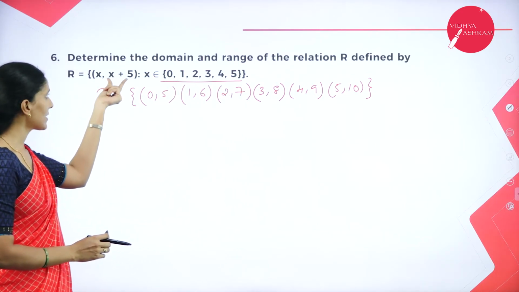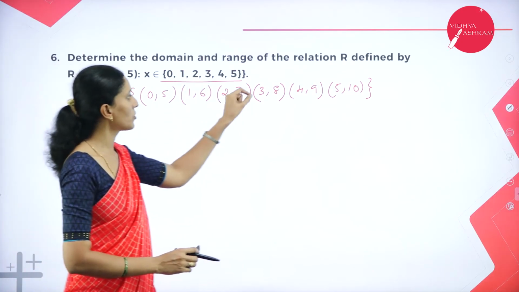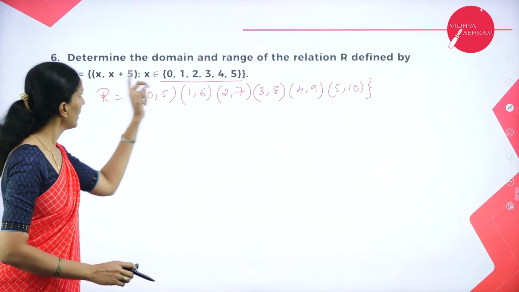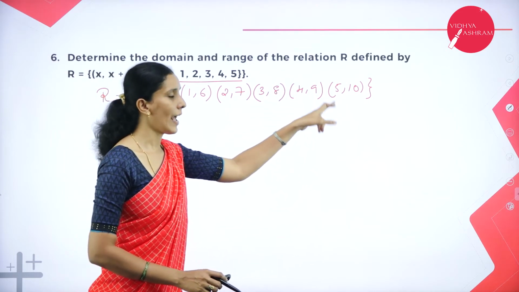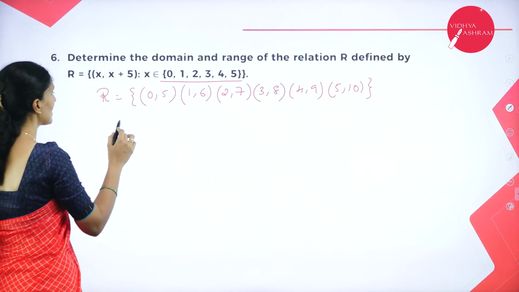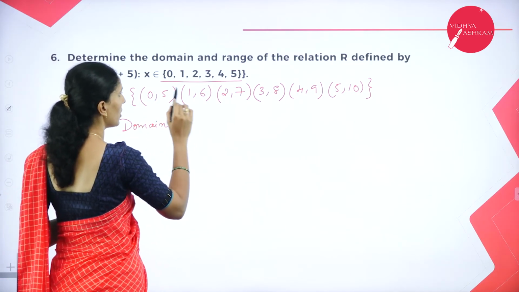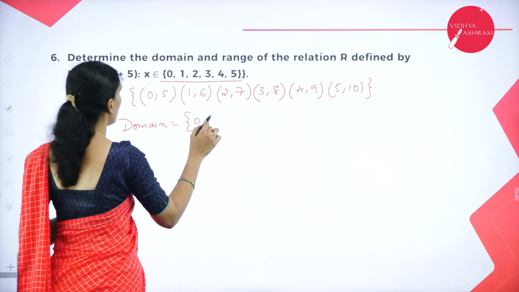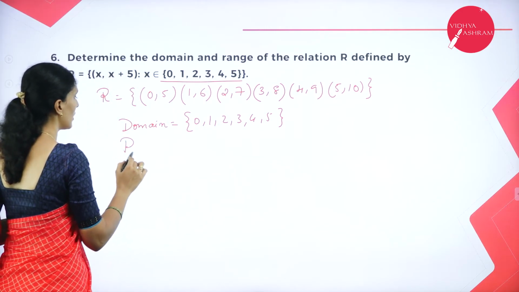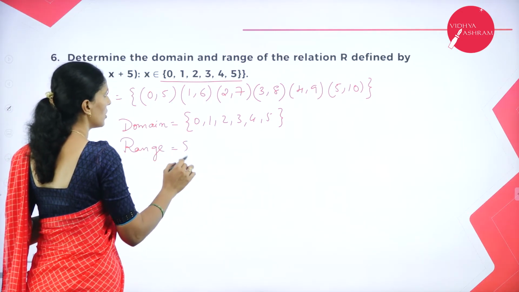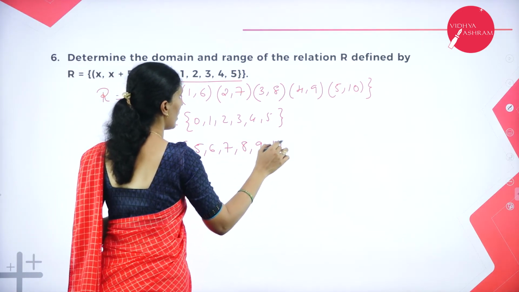It is not said x plus y should be inside the set. So you can take the values for x as 0, 1, 2, 3, 4, 5 from this set, and x plus 5 accordingly 5, 6, 7, 8, 9, 10. So writing this as a domain: domain elements means the first elements, all the elements from 0 to 5. So 0, 1, 2, 3, 4, 5. So what is range? The image of these elements, so therefore it is 5, 6, 7, 8, 9, 10.